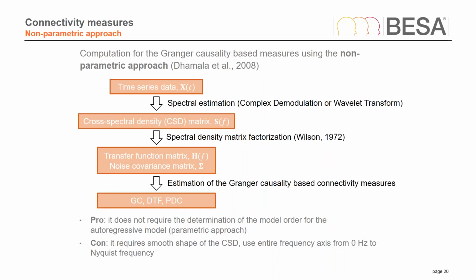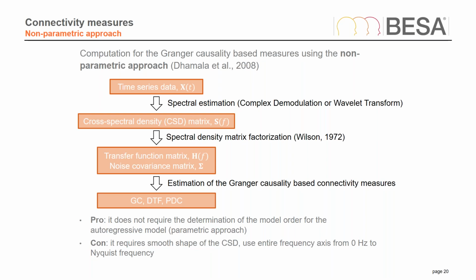Now, about implementation of these concepts into the BISA software. BISA uses the non-parametric approach. This means that we do not need to determine the model order for the autoregressive model, which is a good thing. But nothing comes without a trade-off. Here the trade-off is that we need a smooth shape of the frequency spectrum. So in order to compute these Granger causality-based methods, we should use the entire frequency axis or at least a large frequency range for best results.